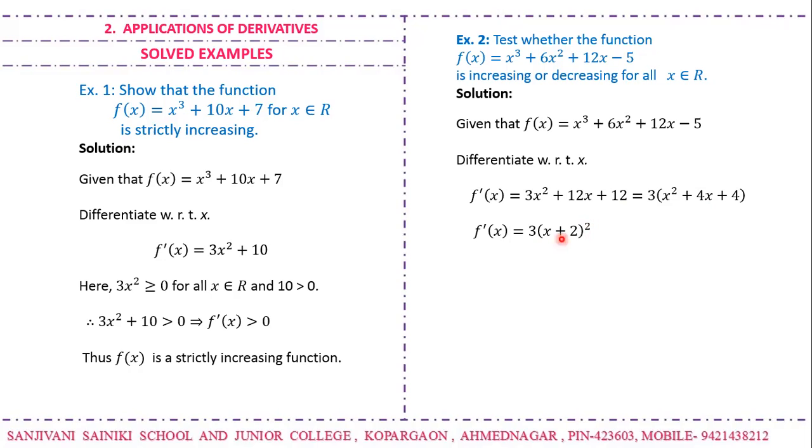If you see this quadratic relation, it is a perfect square, (x plus 2) whole square. So for any value of x, it's a square, so it is always greater than or equal to 0. So f dash of x is positive for x not equal to minus 2. When x is equal to minus 2, it becomes 0. And when f dash of x becomes 0, we can't say whether the function is increasing or decreasing at that point. So f dash of x is greater than or equal to 0 for all x belongs to R.